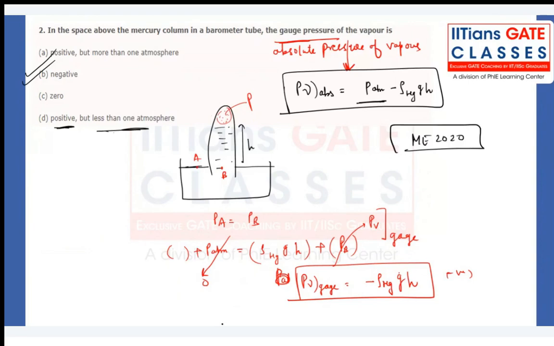Now, if it is done, we can move on to the further topic, that is hydrostatic forces. Once it is done, let me know, guys. Hydrostatic forces on a particular surface which is submerged either fully or partially in a liquid.